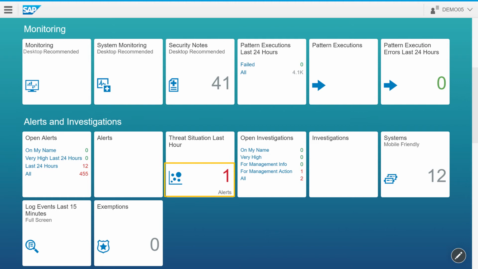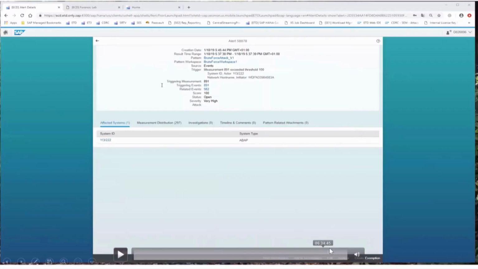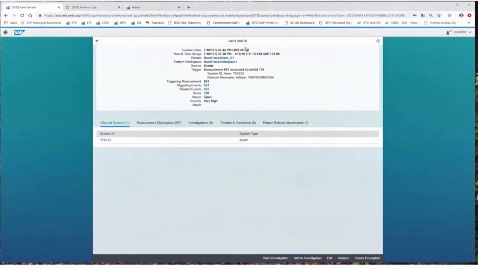So I see here with the threat situation in the last hour that I have one alert. So I'm going to go into that alert and look at what's happening here. We see that this is a brute force attack. The alert number is high, and we've gone over the threshold of 100, with 891, on this Y13-222. We see the initiator machine is this WDF character.